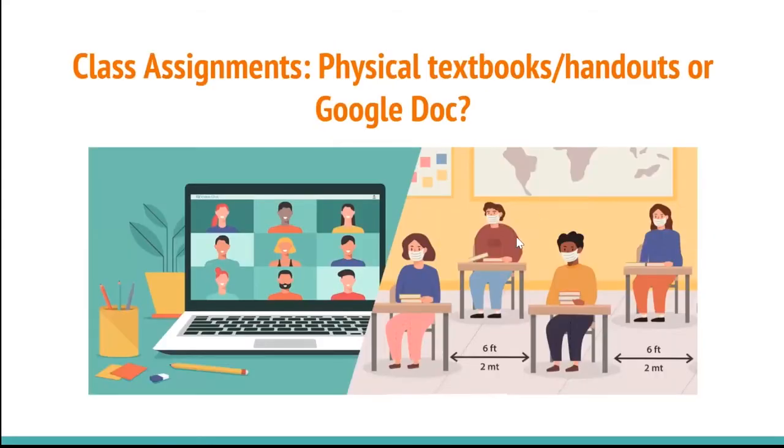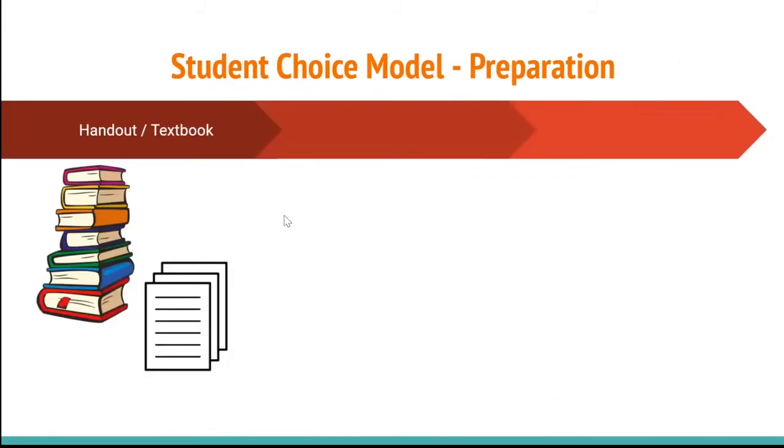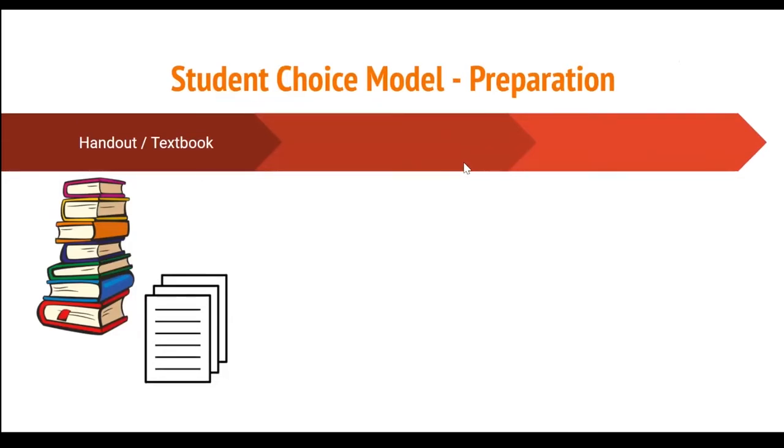So maybe you have one type of class, another type of class, or them mixed together. If you give them that choice, they can do it online through Google Classroom, through a Google Doc, for example, or they can do it in their physical textbook. So to go over that, the student choice model, I'll kind of preview this, and then I'm going to show you what it actually looks like in Google Classroom.